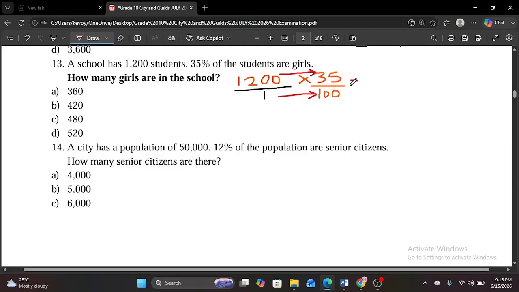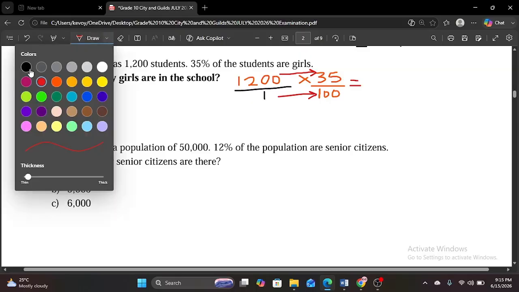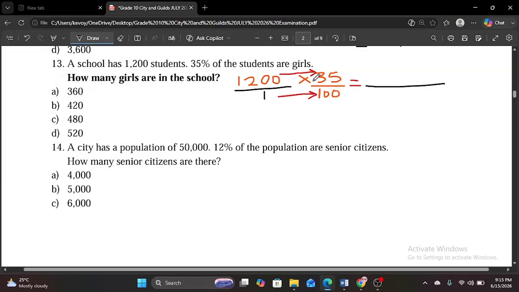All right, so that's going to be equal to 35 times 12. So we can multiply 35 times 12 and add the two zeros. So 35 times 12 is going to be equal to 420. And we add our two zeros afterwards. So that's going to be 42,000 over 1 times 100. You're going to have your 100 put down.